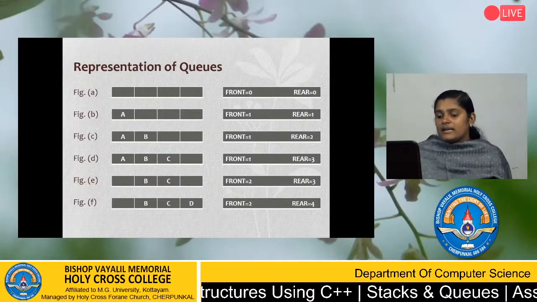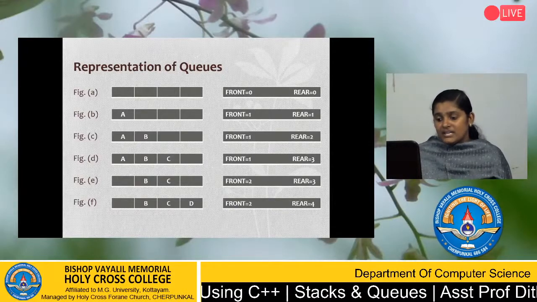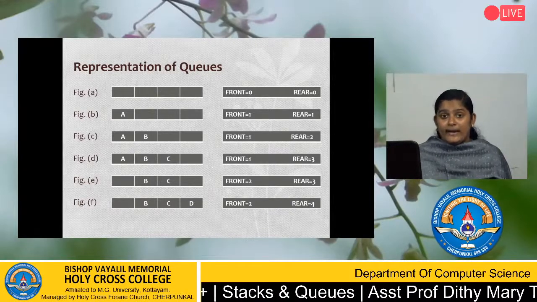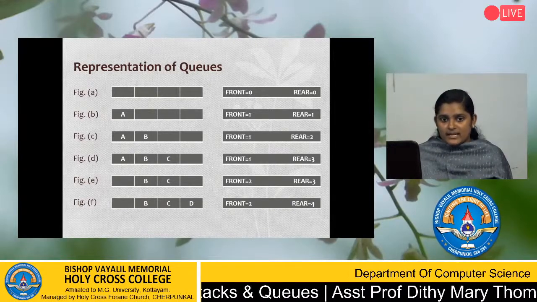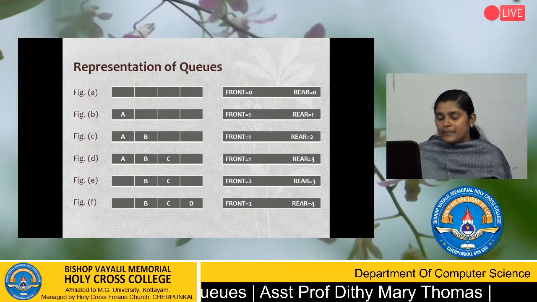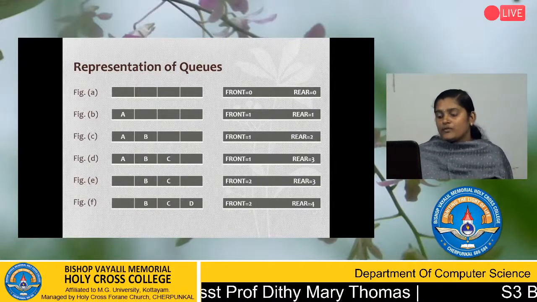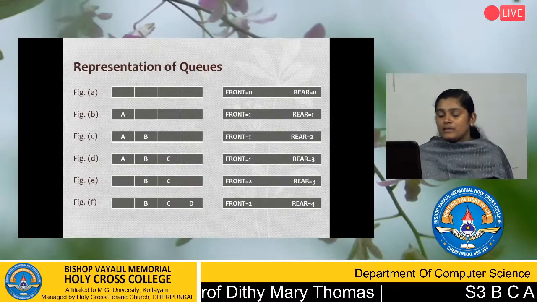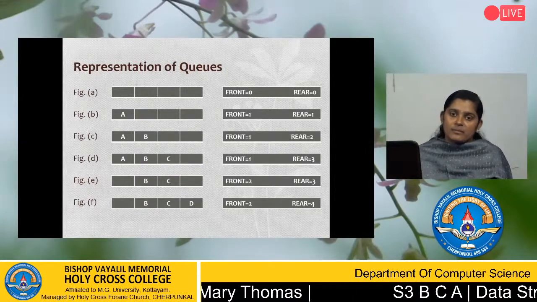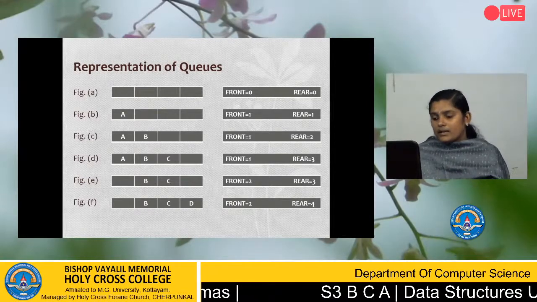Then in figure E, now the point is deletion. The first element can be deleted from the front end. Insertion takes place at the rear and deletion takes place at the front end. The element A is deleted from the queue. Then the value of front is changed, that's 2. That means if an element is deleted from the queue, the value of front is incremented by 1. Front equal to 2, rear equal to 3.